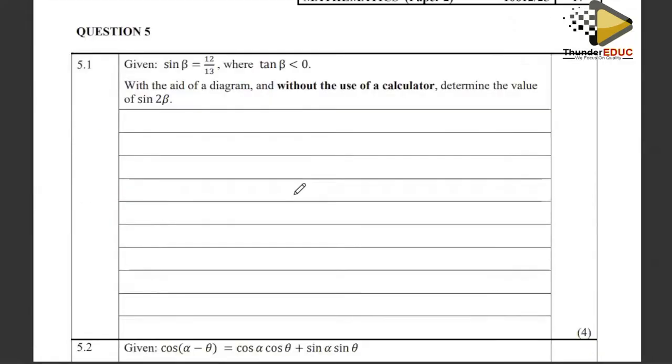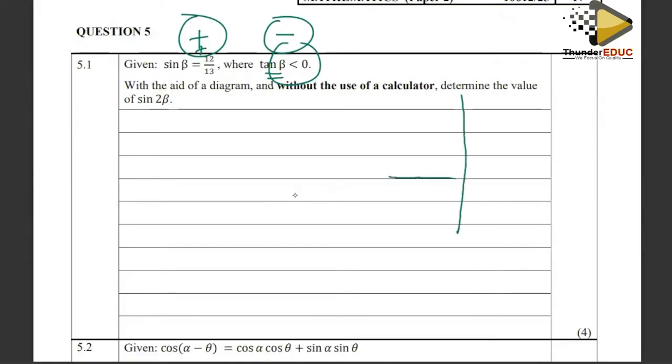Question number 5, which is the trig. All right, let's start with this. They're telling us that the sine of beta is positive 12 over 13, where tan beta is less than 0, meaning that the tan is negative, the sine is positive, with the aid of a diagram and without a calculator. Okay, so for 4 marks, they're going to give us 2 marks for the sketch first. So we know that sine is positive in the first quadrant and the second quadrant.